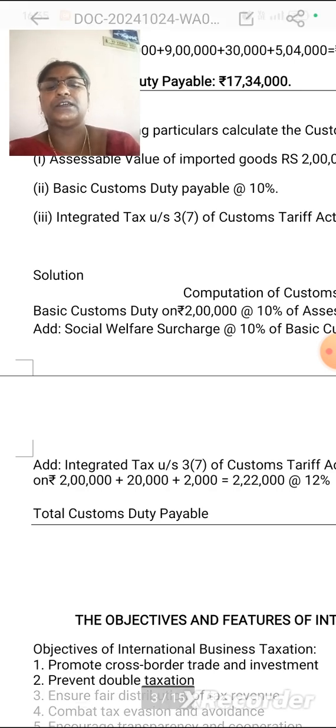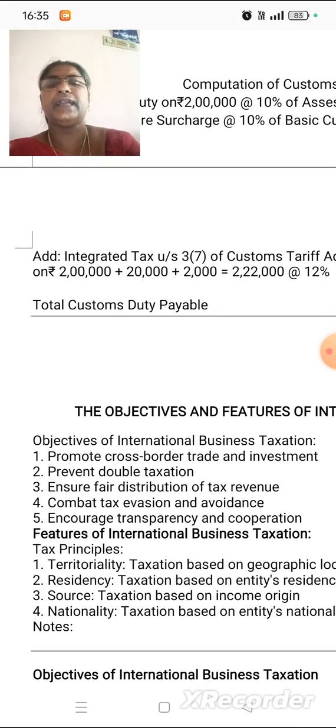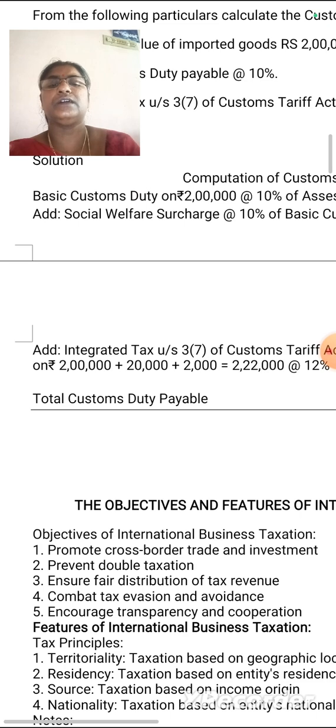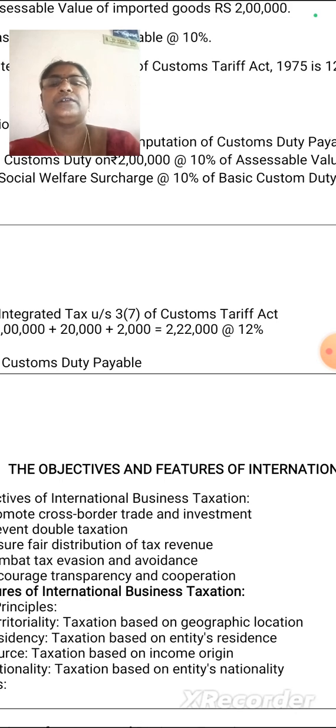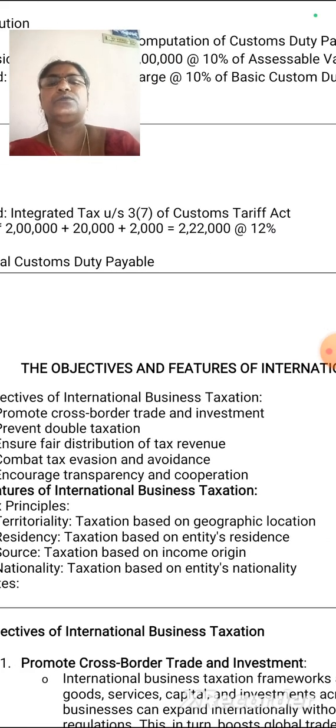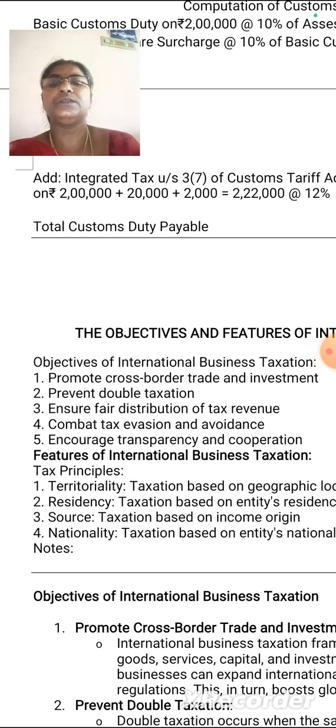See here, 2 lakh is the basic assessment value, 20,000 is the basic customs duty, plus what we have calculated, the social welfare surcharge. So the total is 2,22,000. On 2,22,000 the integrated tax is 12 percent. So now we are going to calculate 12 percent of 2,22,000. So this is the sum.